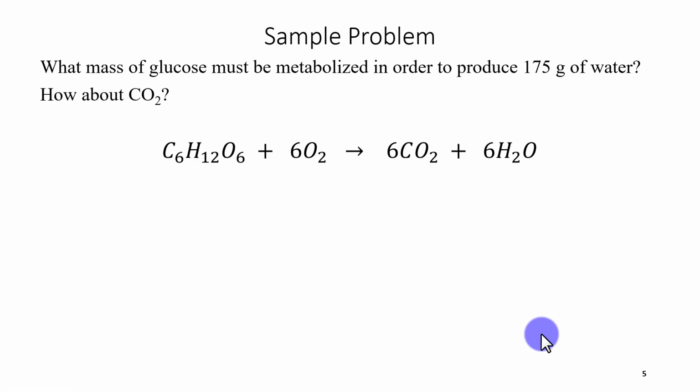Here's the problem for you to try. What mass of glucose must be metabolized, or must react with oxygen, in this reaction to produce 175 grams of water? How about CO2? So you're starting out with 175 grams of water. Calculate how much glucose you need to make that much water, and then how much CO2 in grams is going to be made in the same reaction.